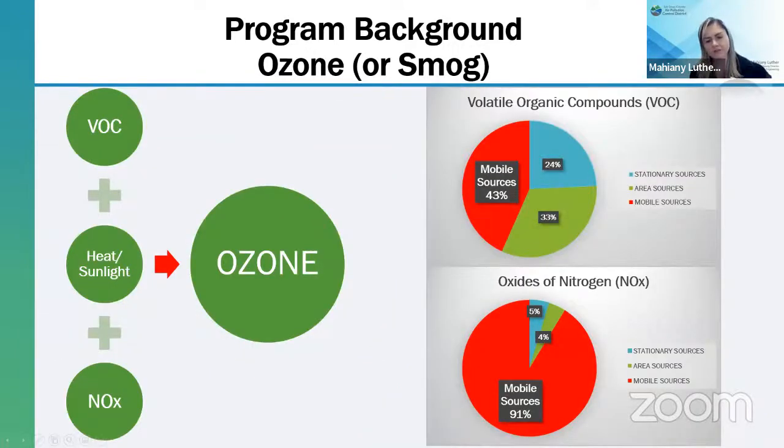Ground level ozone is created by chemical reactions between nitrogen oxides, or NOx, and volatile organic compounds, or VOCs. The pie charts on this slide show that mobile sources create significant emissions of NOx and VOCs, which are the pollutants that form ozone. Because of the adverse health effects from ozone and the emission contributions from mobile sources, decreasing mobile source emissions will improve the health of San Diego County residents and visitors. Next slide, please.